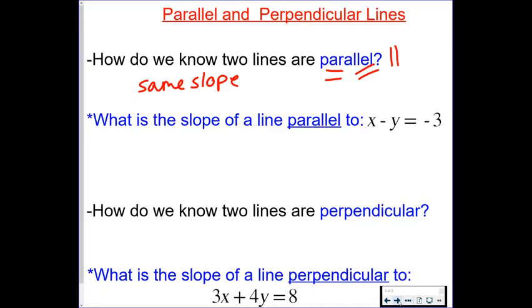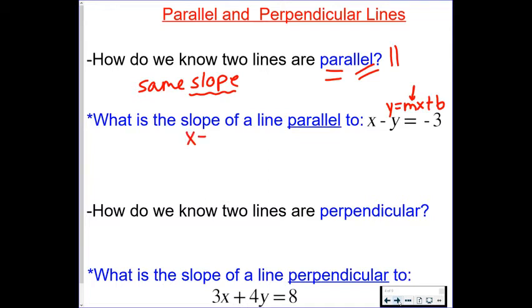Well, in order to determine if a line is parallel, you have to first find the slope. And in order to find the slope, if we look at that equation, we can't tell it right off because we need to put it in y equals mx plus b form. That allows us to see the slope real easily. It's whatever's next to the x. So let's get y by itself.